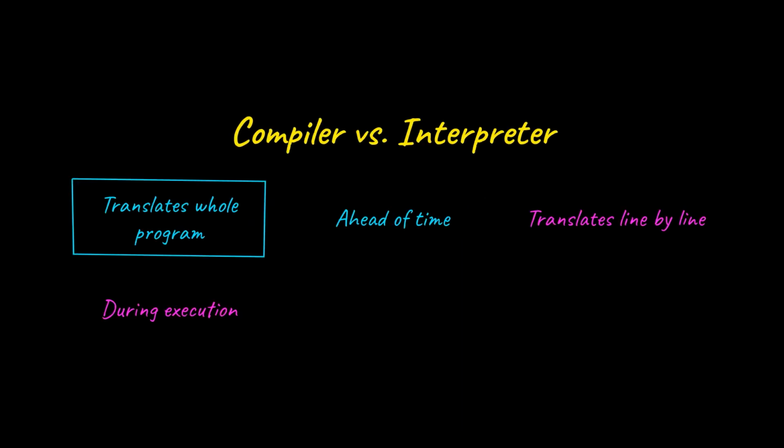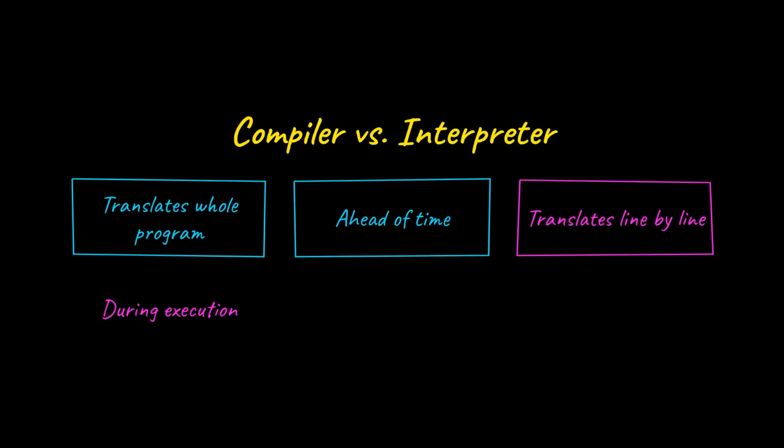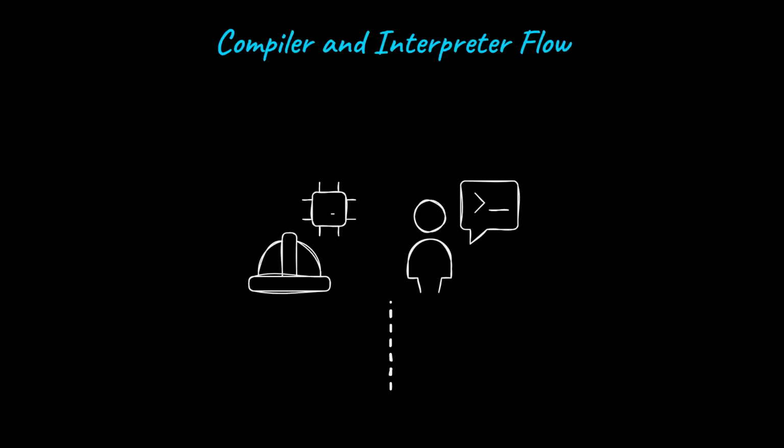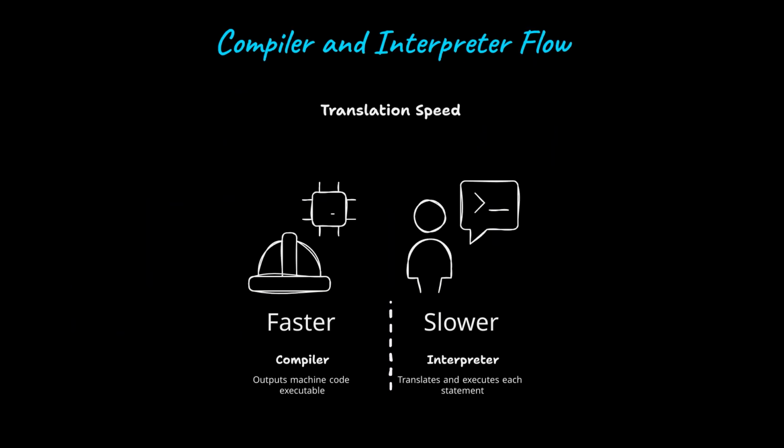A compiler reads the entire source, translates it all ahead of time, and produces a standalone executable. An interpreter reads one statement, translates it, runs it, then moves to the next. Translation and execution happen together. The compiler's output, the executable, runs independently and without the compiler present. The interpreter must be present every single time the program runs because it is doing the translation live.